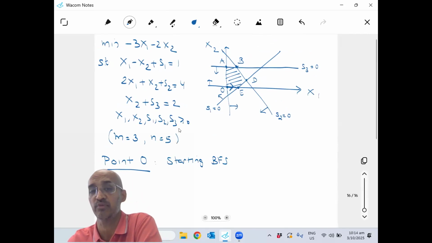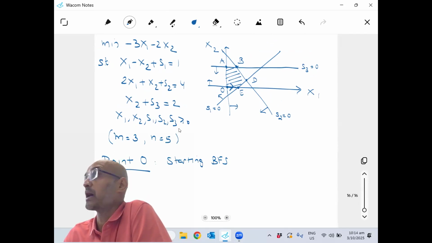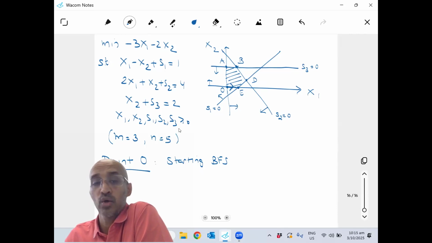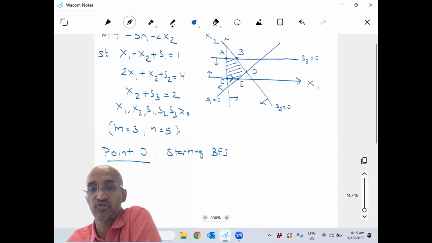And in this example, it's very easy to identify a starting BFS. How do you identify a starting BFS? It's actually very simple. These are LPs where the BFS is easy to find. How? Make x1 and x2 go to 0. S1 is 1, S2 is 4, S3 is 2. All of them are non-negative. That's a BFS. 3 equality conditions which are satisfied uniquely once I make x1 and x2 go to 0, and they are non-negative. So BFS here is easy to find. My basic variables here will be S1, S2, and S3.